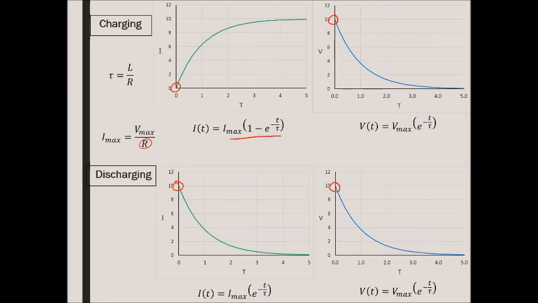So only one of the graphs has the 1 minus e to the negative t over tau, just like the capacitor. The 3 other graphs, including both graphs for discharging, have just the e to the negative t over tau.